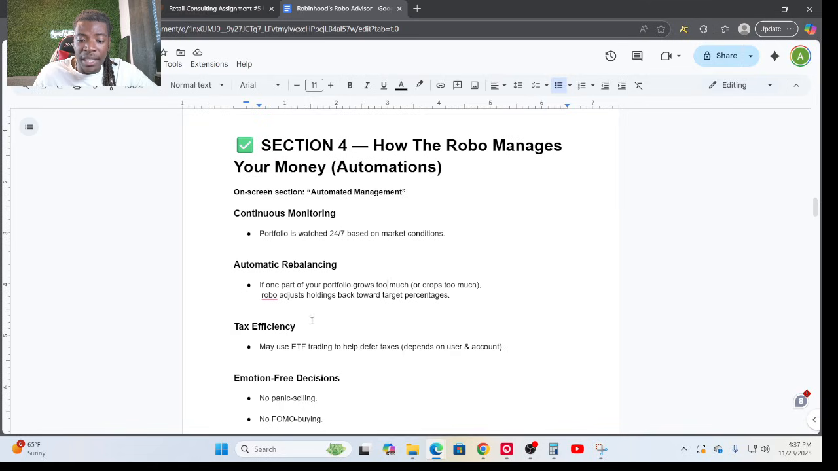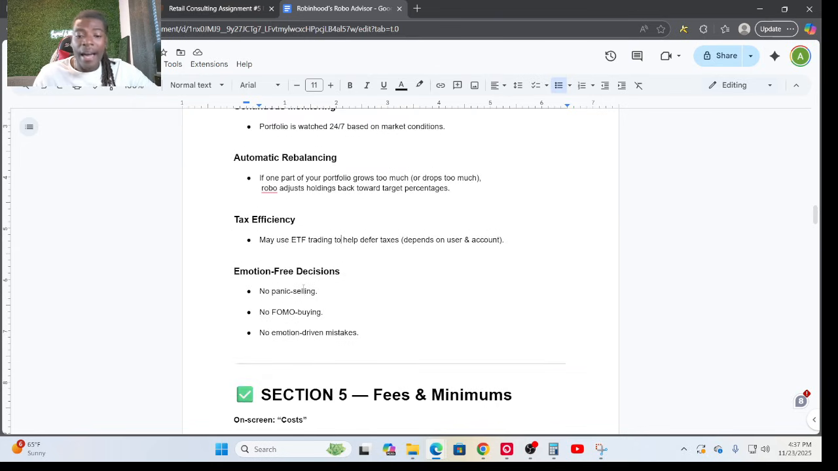It may use ETF trading to defer taxes, like I talked to you about tax efficiency, which is great. And this is huge for me because if you guys have watched my channel before, I have a covered call ETF portfolio. Then emotion-free decisions: no panic selling, no FOMO buying, no emotionally driven mistakes. And that is literally what wrecks almost every investor.